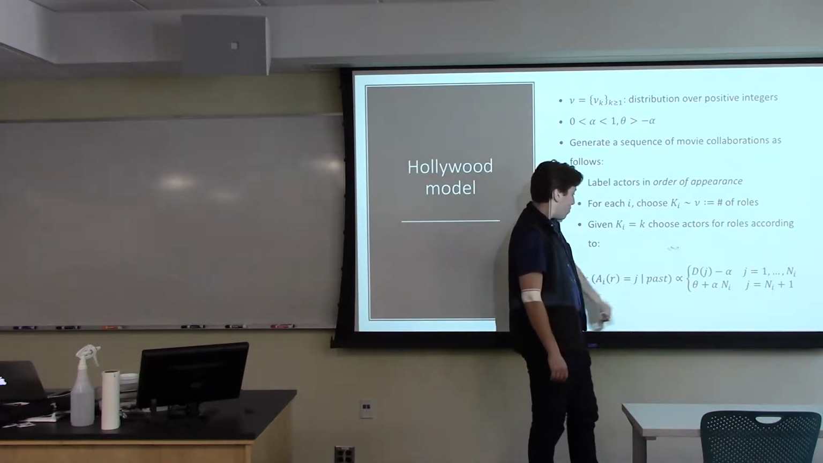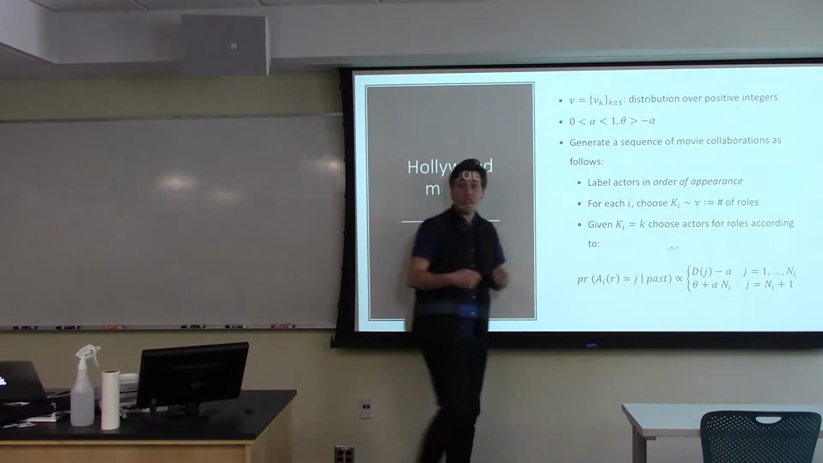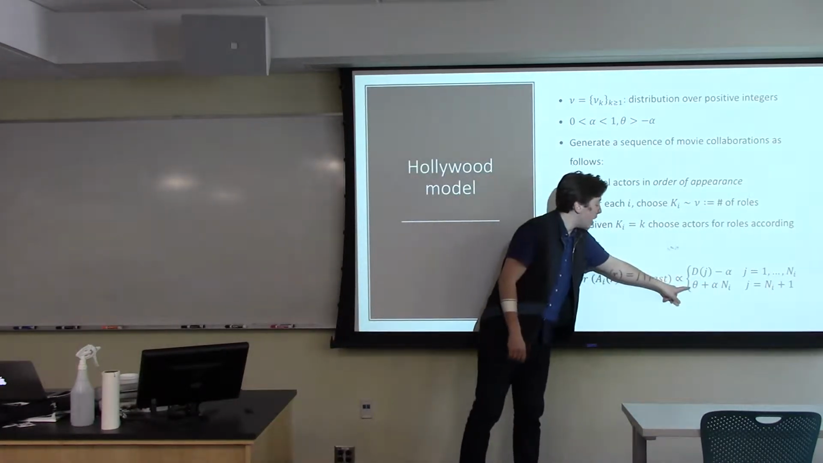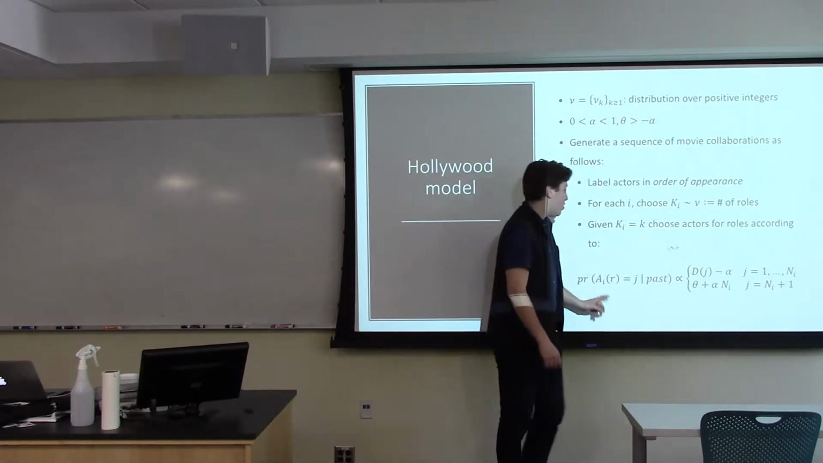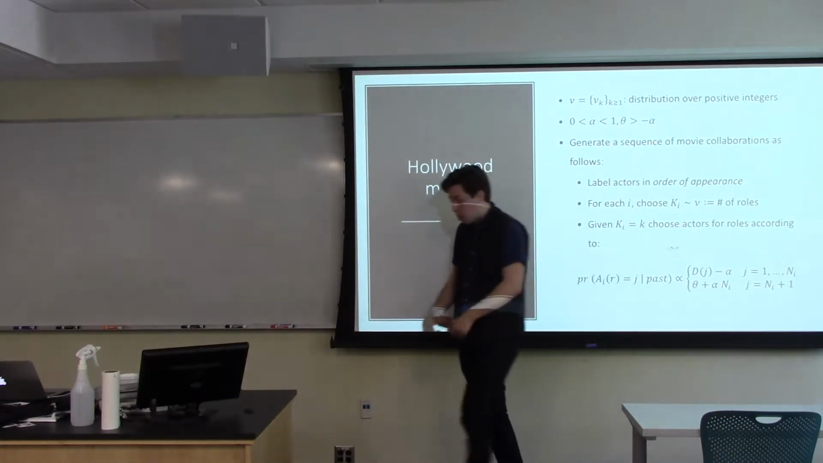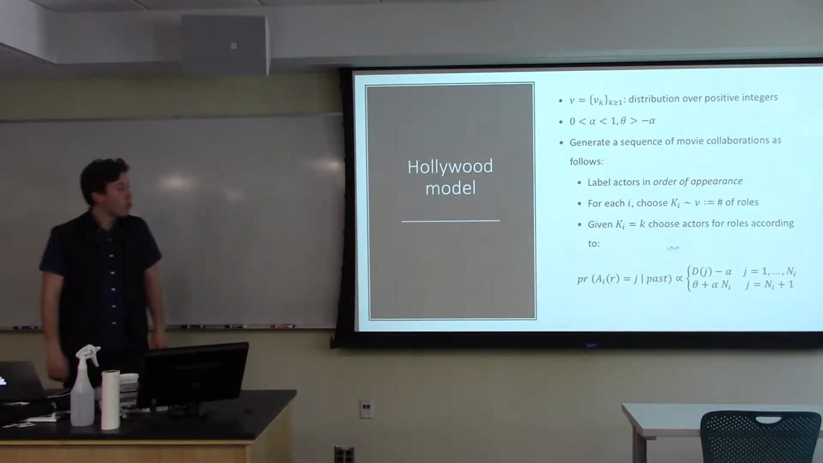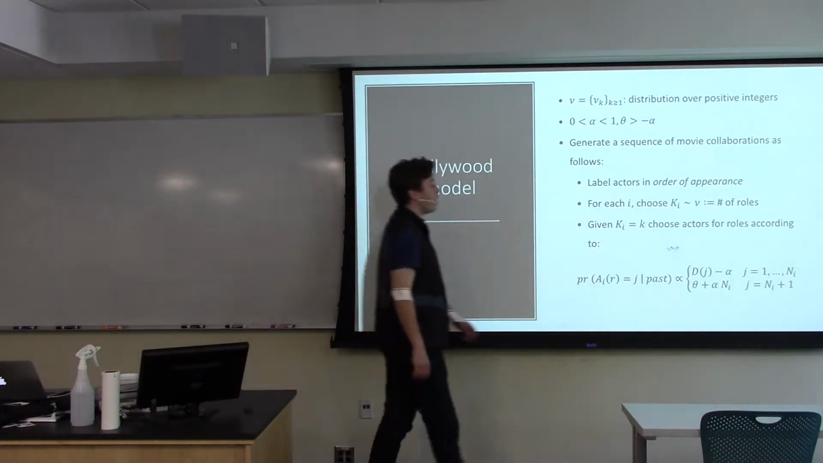Given role j, the probability is proportional to their current degree, the number of times I've seen them before, minus alpha. And the other term is, if it's a new individual, I'm going to choose them with probability theta plus alpha times ni, which is the number of overall roles I've seen so far. And so the idea here is that we're going to be choosing in a way that's size biased.